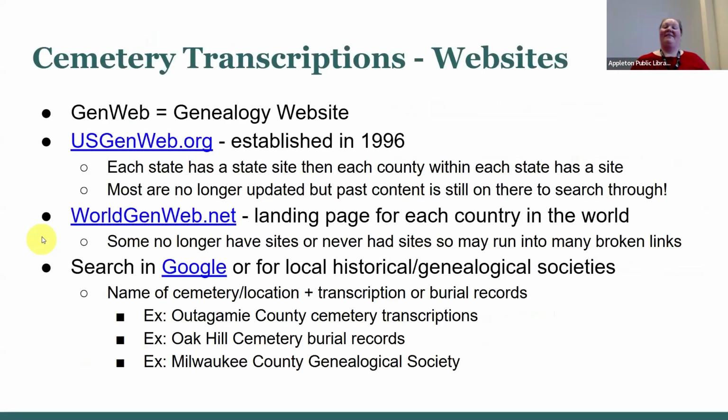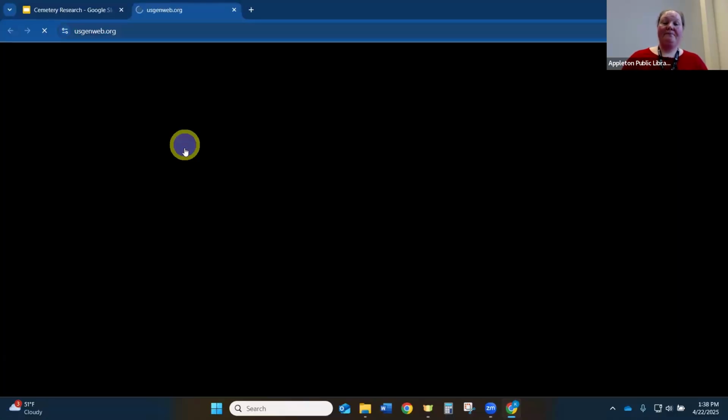There's of course also websites. Like I mentioned earlier, Find a Grave, we're going to dive into that in just a minute. But there's something called GenWeb. GenWeb stands for Genealogy Website. At one point in the 90s, every single state had a state GenWeb, and then each county within each state had a site. These sites, unfortunately, are mostly no longer updated, but some of the past content you can still get on there. One way to do that is to go through usgenweb.org.